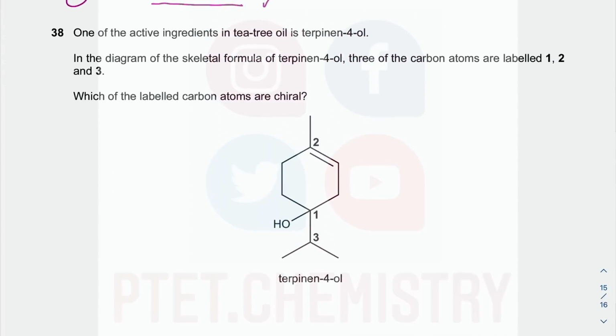Question 38, this is also asking about chiral carbon. They say 3 of the carbon atoms are labeled 1, 2, and 3. So we are just looking at the labeled carbon atoms, and we are looking for chiral. Let's look at option 2 first. You can cross out option 2.